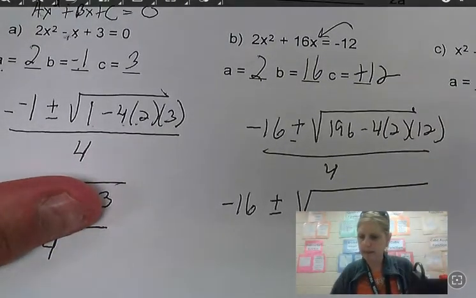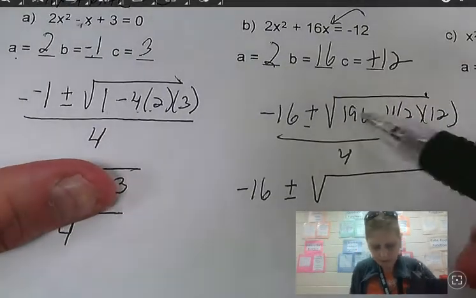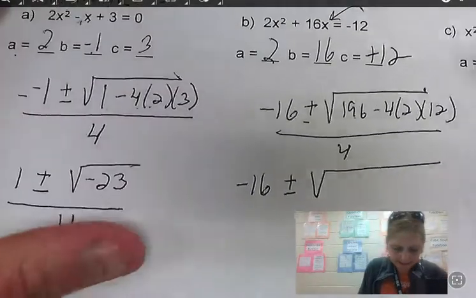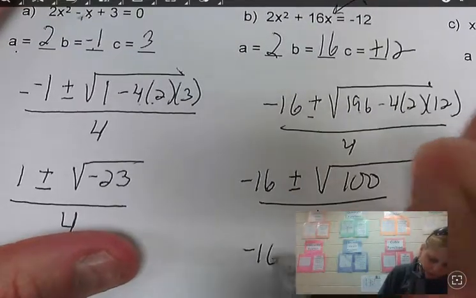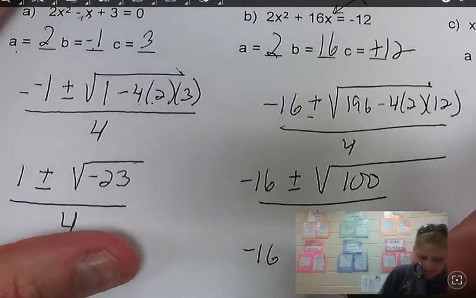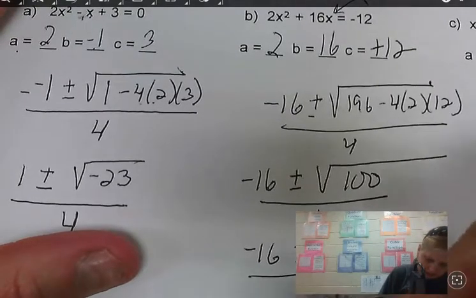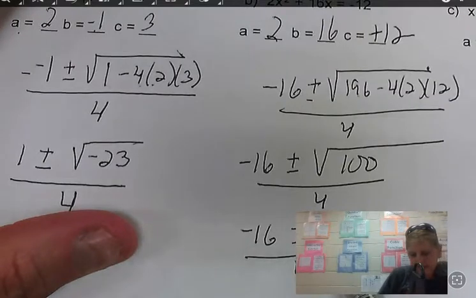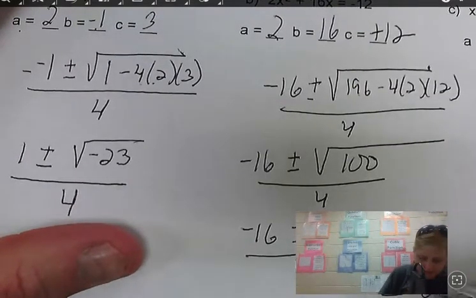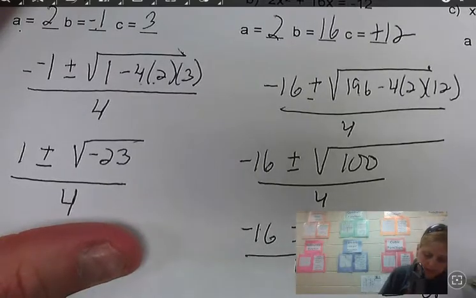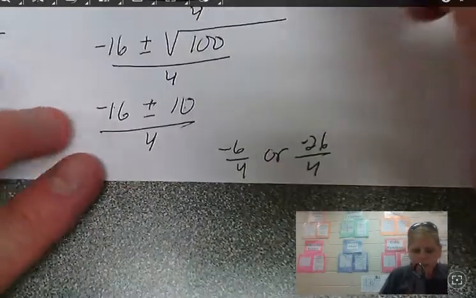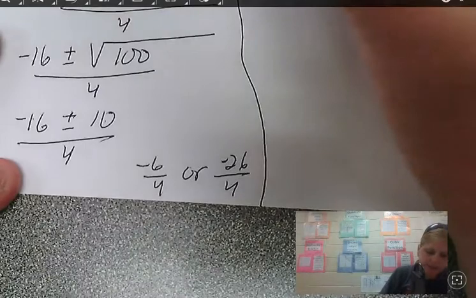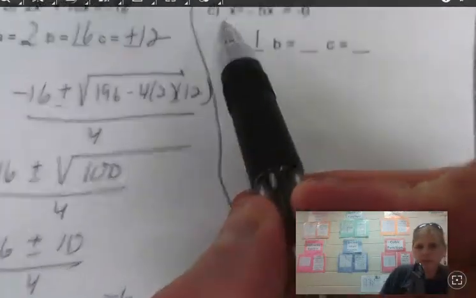All right, so we go ahead. This is 196 minus 96. So I get negative 16 plus or minus the square root of 100 over 4. Negative 16 plus or minus 10 over 4. Negative 16 plus 10 is negative 6 over 4, so negative 6/4, or negative 26/4. And we could reduce both of those.